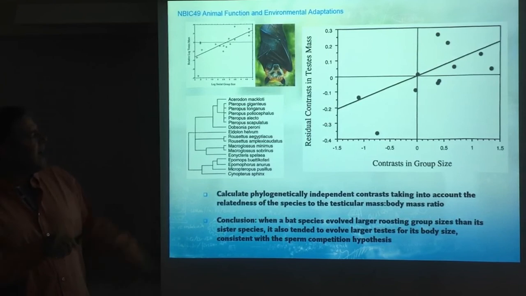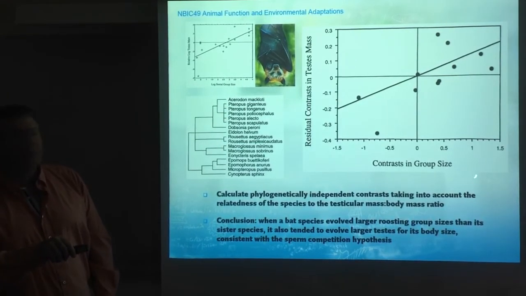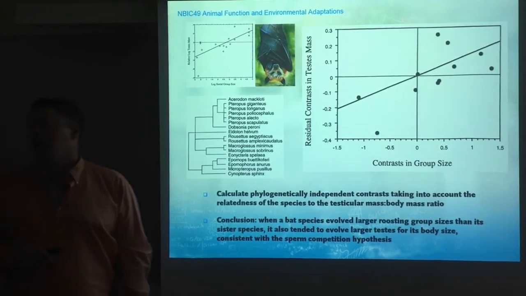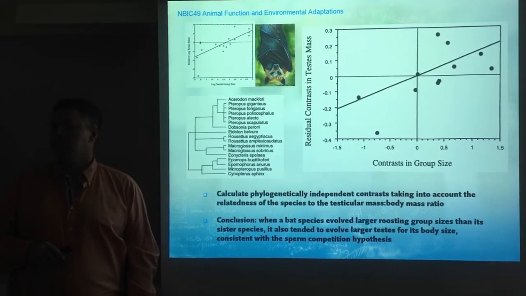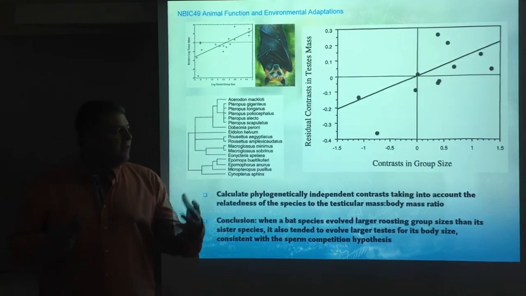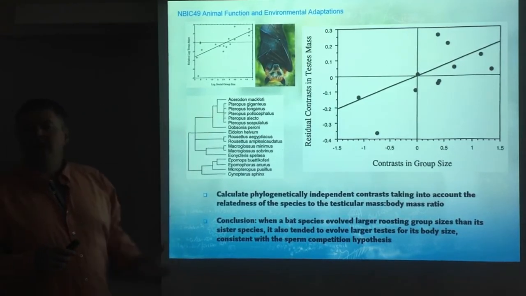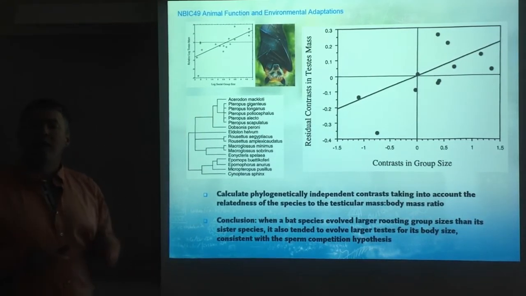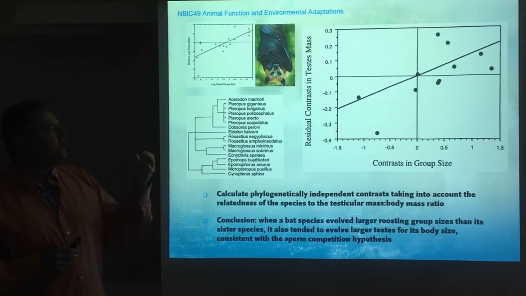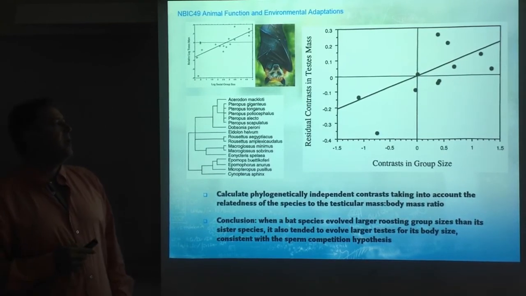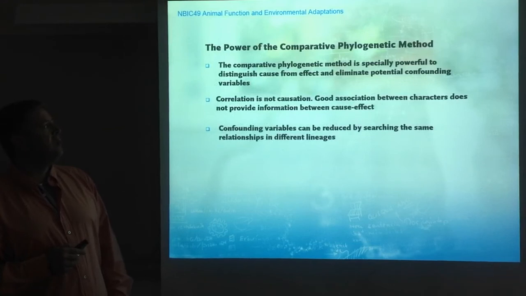Because every time in this phylogenetic tree where there was an increase in group size, there was also an increase in testicular mass. I think that this is basically a very simple example trying to illustrate the importance of phylogeny and how related species do not provide the same level of information as non-related species.